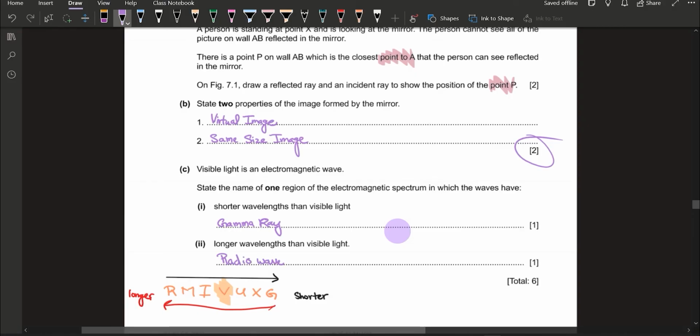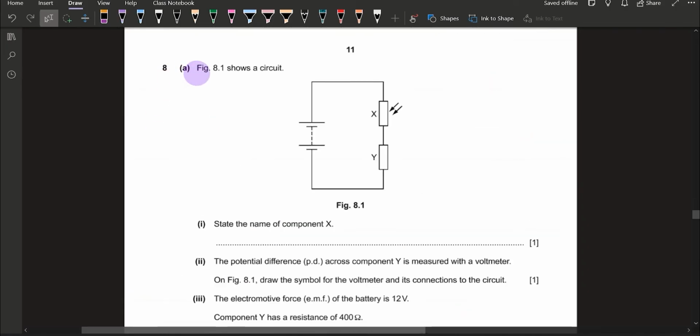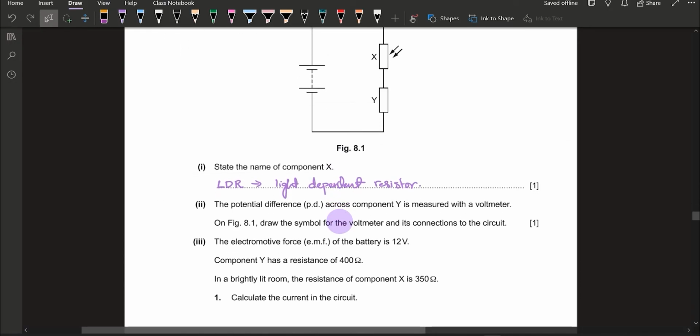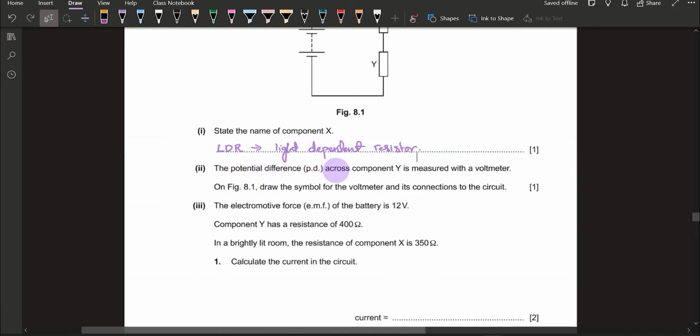And we are done with question number 7. Question number 8. Part A says figure 8.1 shows a circuit. Here we have our batteries. This is a light dependent resistor and this is just a normal resistor. Part I says state the name of component X. So our component X is LDR, which is light dependent resistor, and we'll get 1 mark for this. Part 2 says the potential difference across component Y is measured with a voltmeter.